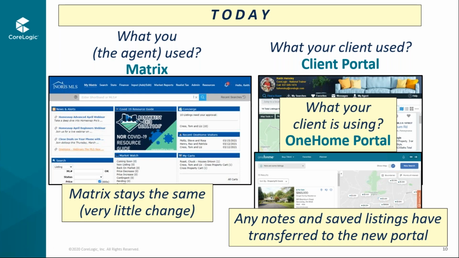It's just that yesterday when you emailed them listings, it took them to their previous portal. And today when they open up that same email that you had sent them in the past, or a new email that you send them today, either way, it'll take them to the new portal. And they'll see the same properties, the same listings, the same notes, same everything that they've seen before, okay?